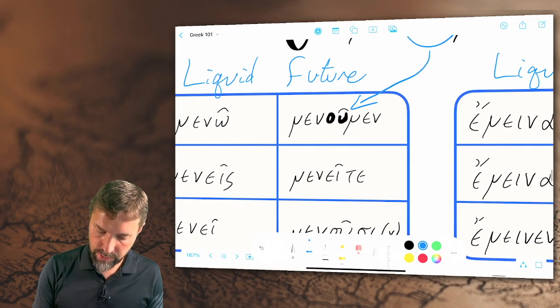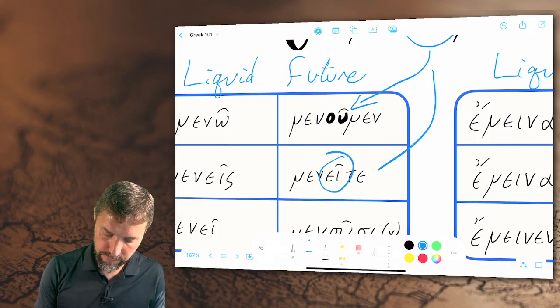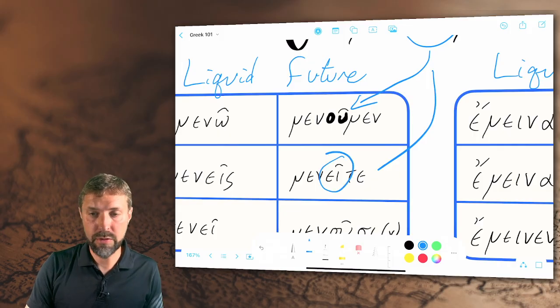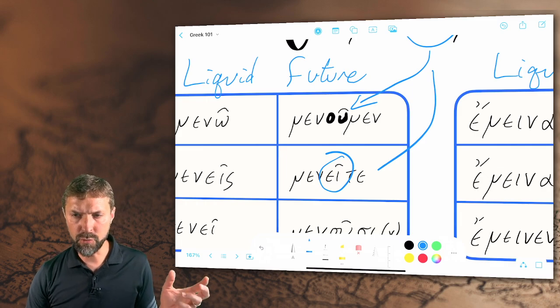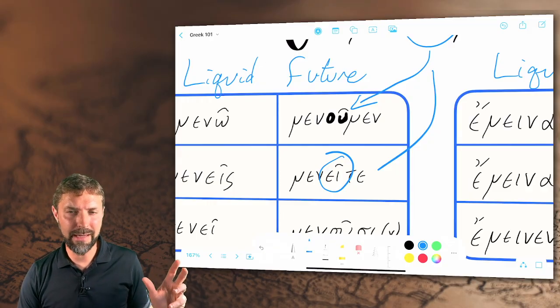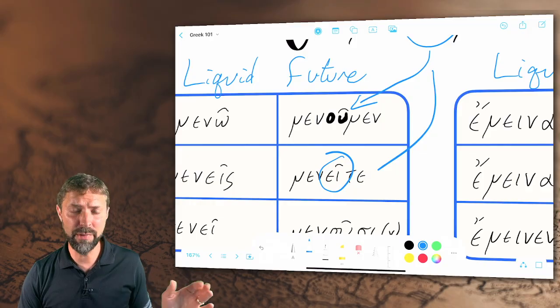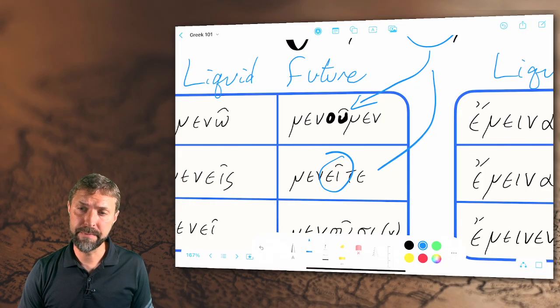Similar things happen down here with μενεῖτε. Epsilon iota, those two forms have combined, and the two combined forms now are giving us epsilon iota, contract vowel rules. Plummer helpfully says you can think of μένω in the future kind of like it's an epsilon contract verb, like ποιέω, and those combinations would happen like that.